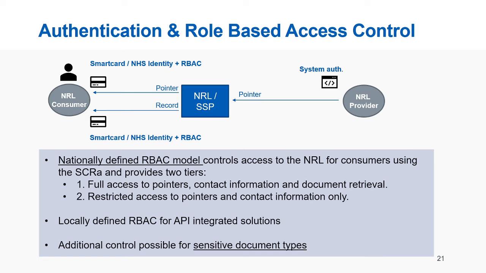Organisations that integrate directly into their own software solution have full flexibility to determine their RBAC in line with their own local policies. We have future-proofed the solution by providing an additional category for sensitive document types. These are only expected to be used in extreme circumstances for record types such as FGM or adoption and so forth. Our current set of approved record types all sit within the general use category at present.